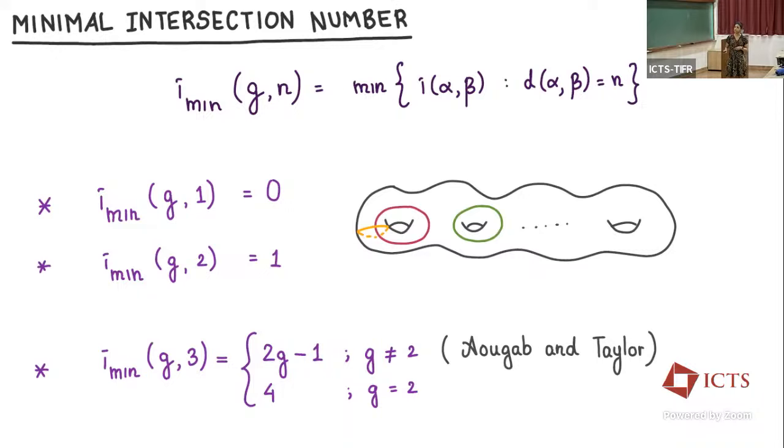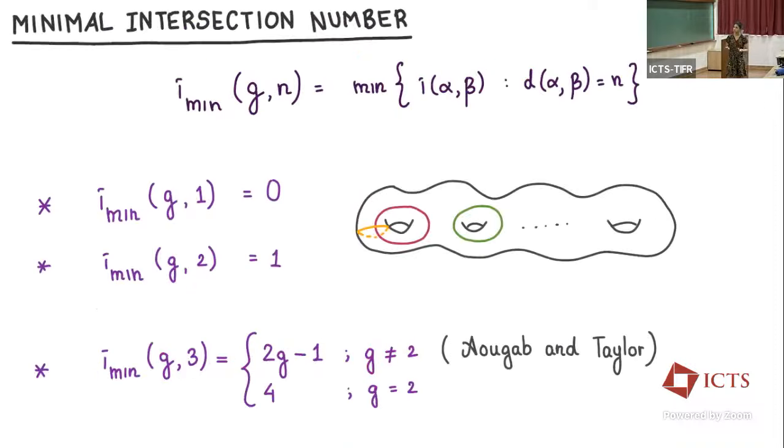If the distance is equal to 3, this is a nice result that was shown by Aougab and Taylor. They showed that for genus 2, this number comes out to be equal to 4, and for higher genuses, it comes out to be equal to 2g minus 1. The way they showed this is that they used the collection of curves that were produced by Aougab and Huang, which intersect minimally in any genus g surface. These curves were given by Aougab and Huang in the form of a permutation that helps identify two sides, which when we identify, we'll just end up rediscovering our curves.